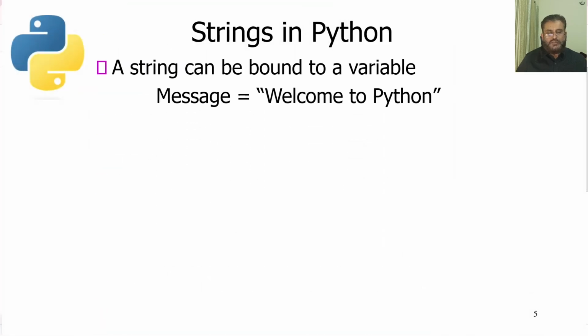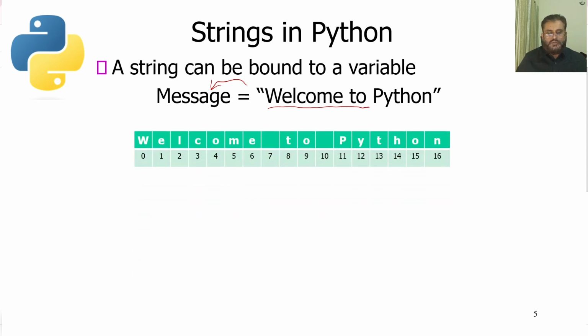So let's see an example. Let's say we have this string in double quotes, "welcome to Python", and we assign it to a variable called message. We don't really need to give the type of this variable, as we discussed in the last video. Python is dynamically typed, and it will interpret the type of the variable itself when the program is interpreted.